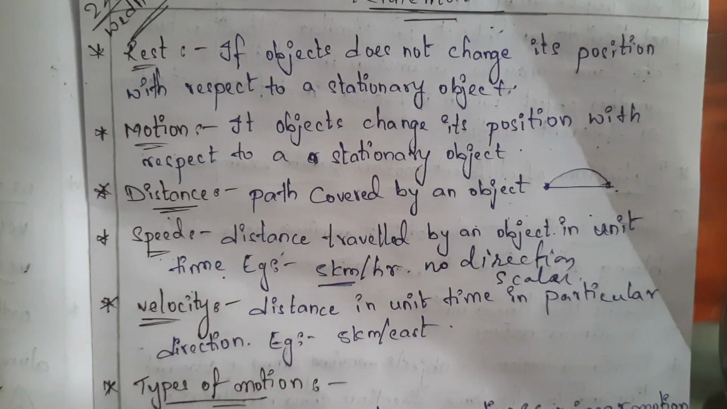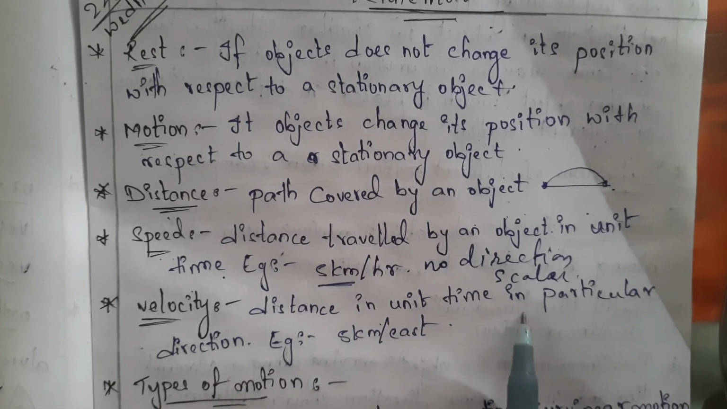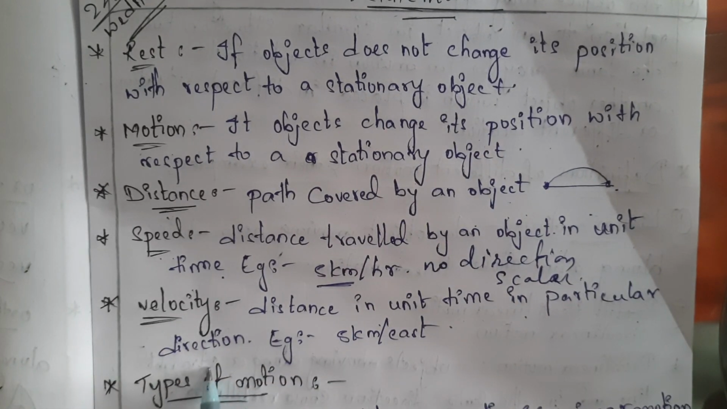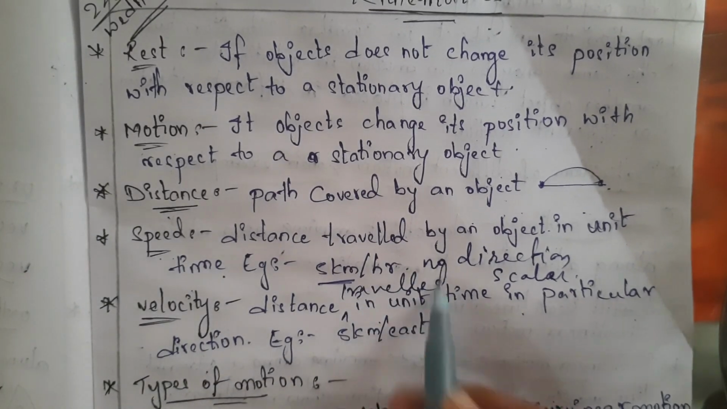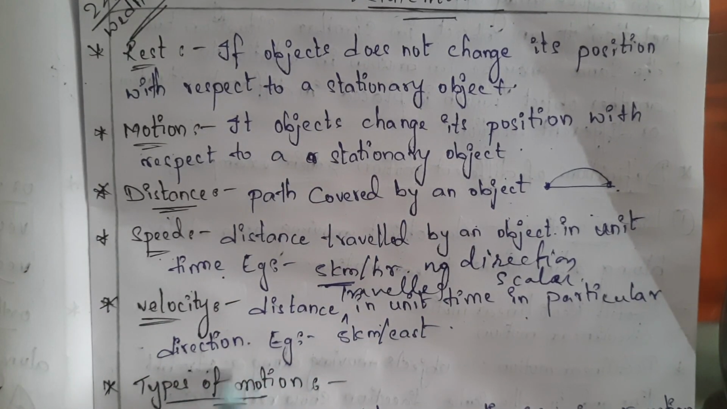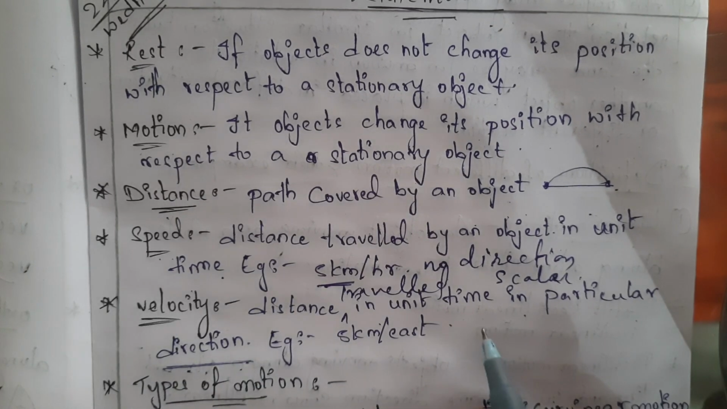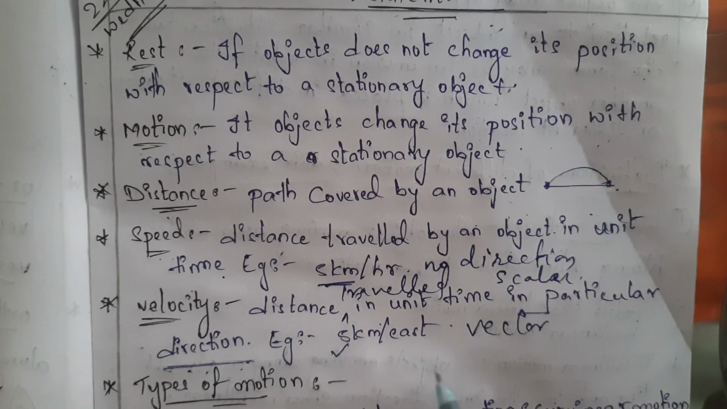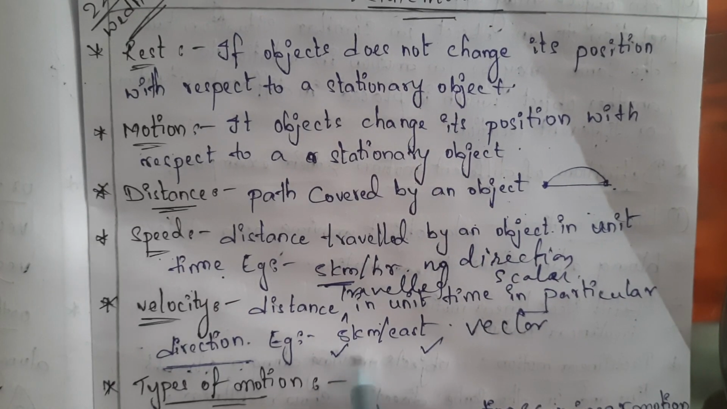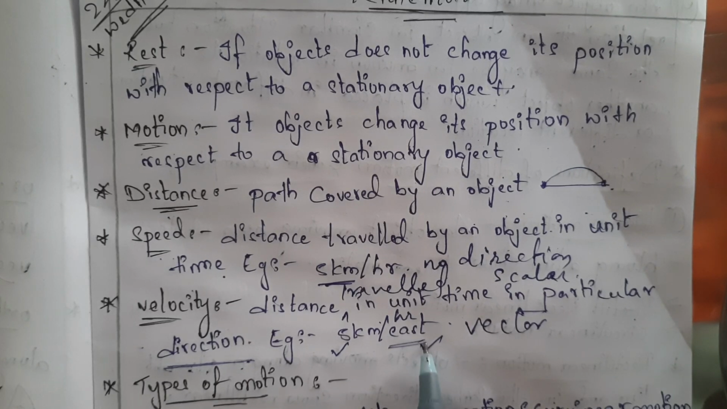Okay. Next, what is velocity? It is the distance traveled in unit time in a particular direction. For velocity we need to mention the direction. So velocity is a vector quantity which has both magnitude and direction. For example, 5 km/h towards east or north, any direction we need to mention.